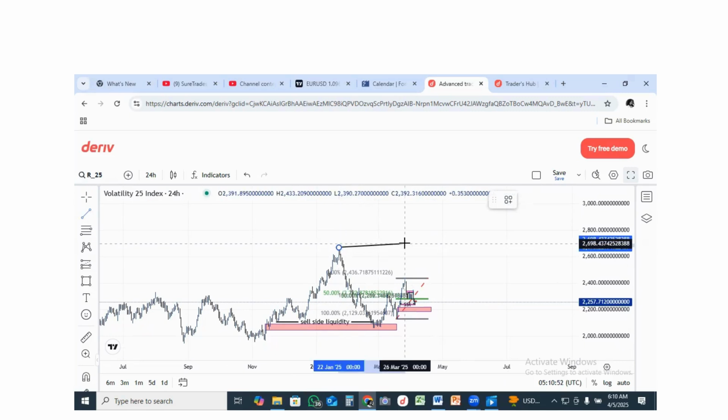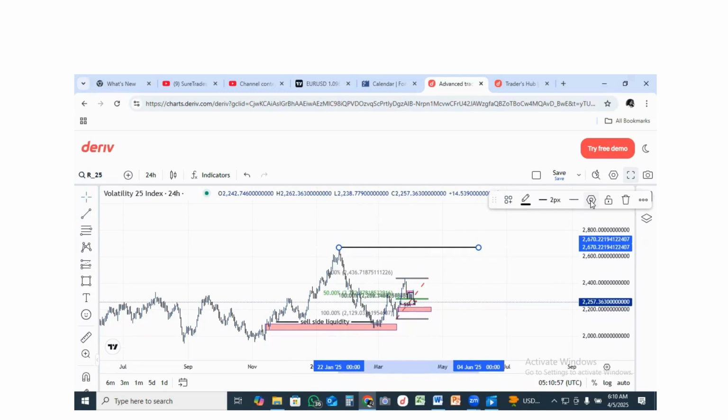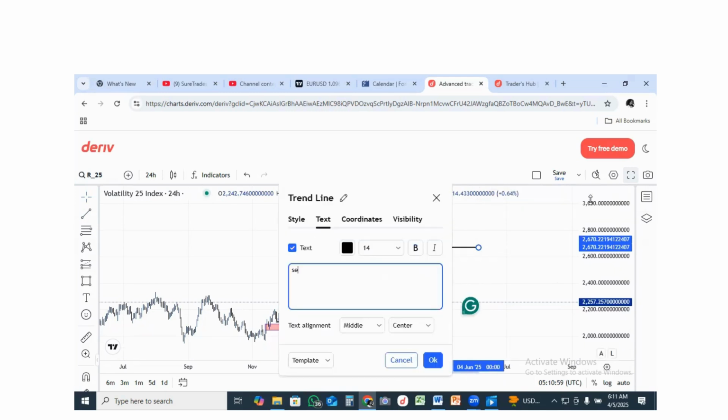Look at what is here. What do you think is resting here? A liquidity pool. And I call it sell side, guys. I'm sorry, buy side. I call this buy side liquidity. Now, this is purely an ICT concept.